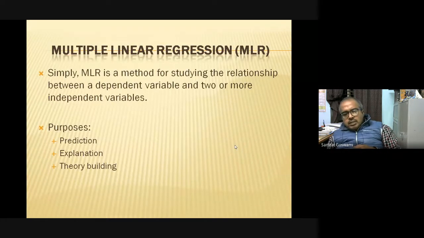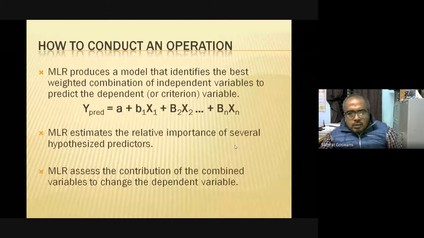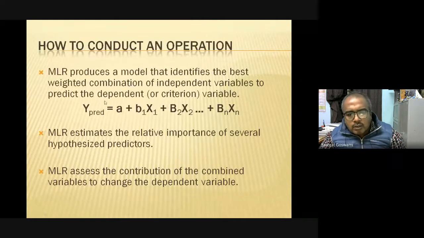And those actually give you the kind of regression which is known as multiple linear regression, MLR. Simply, it's a method for studying the relationship between a dependent variable and two or more independent variables, the purpose of which is prediction, explanation, and theory building. Okay, so this is a kind of model which is going to be a predictive model.